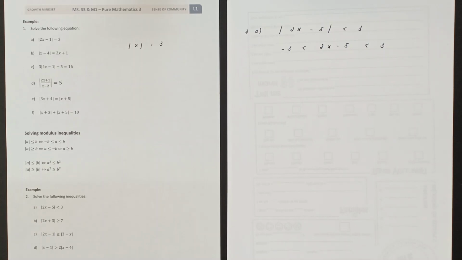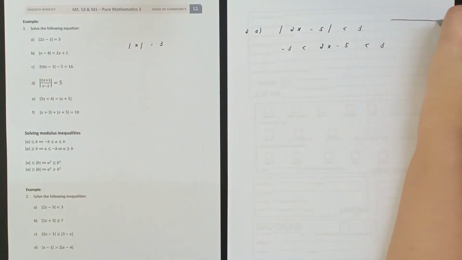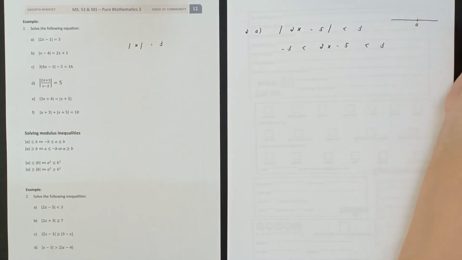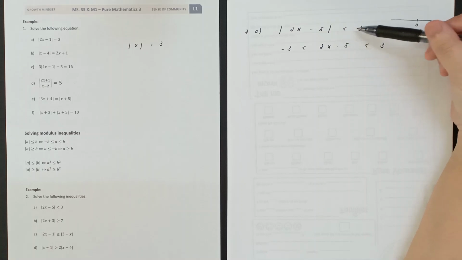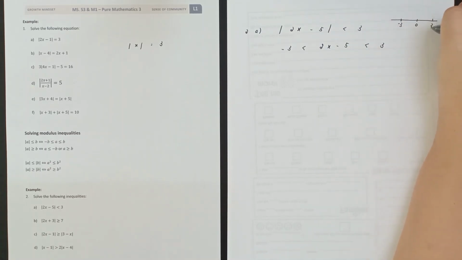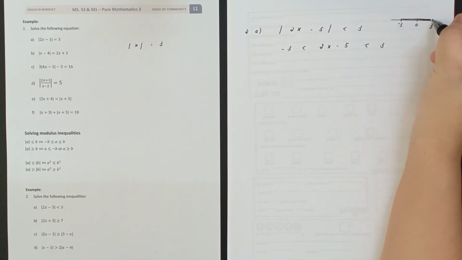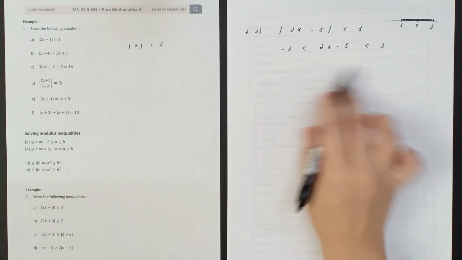So you can try to imagine the distance: this is the center. I do not know what is 2x minus 5, but I know that the distance should be lesser than 3. So it can be like here, and it can be like here, and the thing that you want is definitely in between, because you want lesser than 3. So this is how you get to this one.